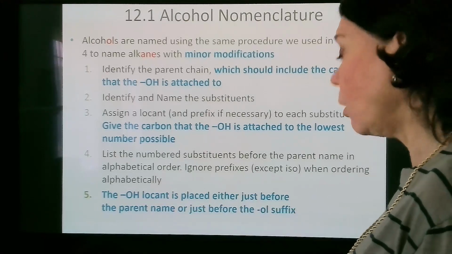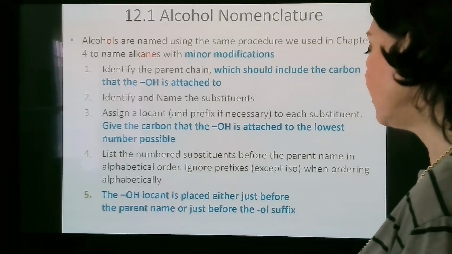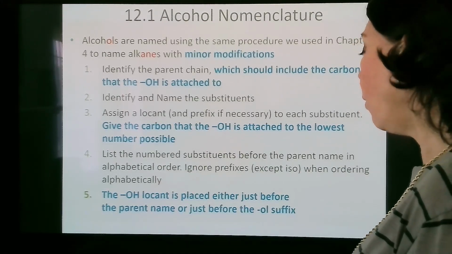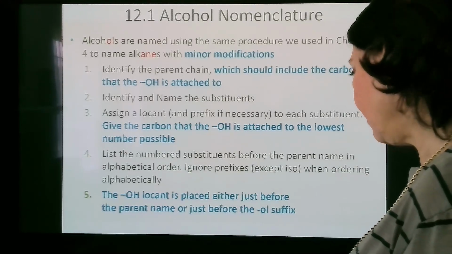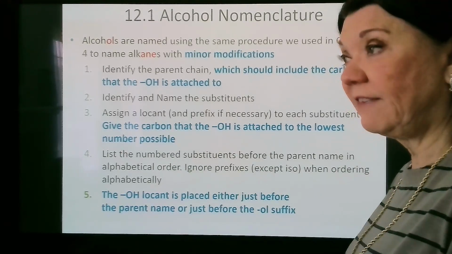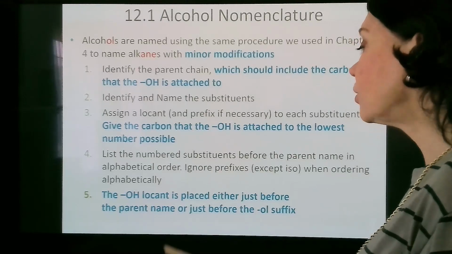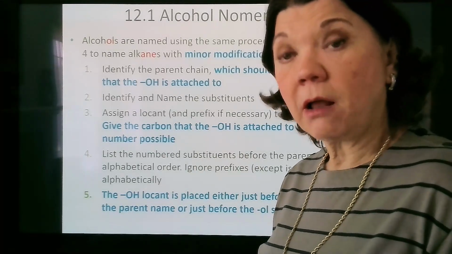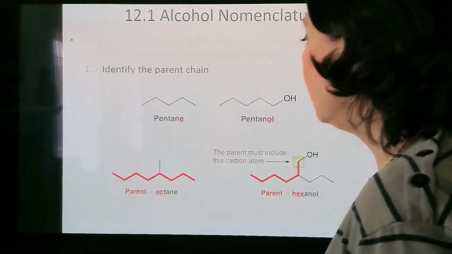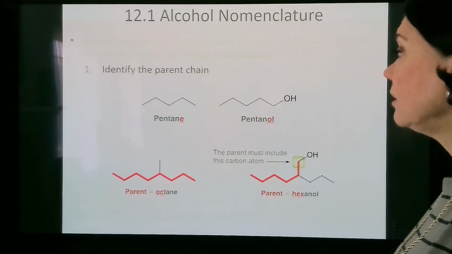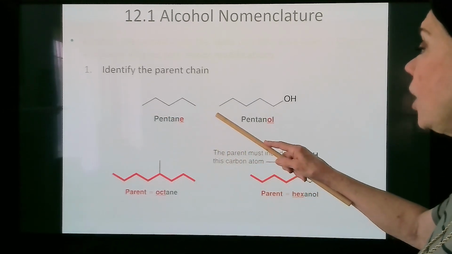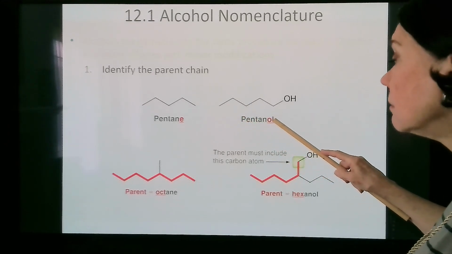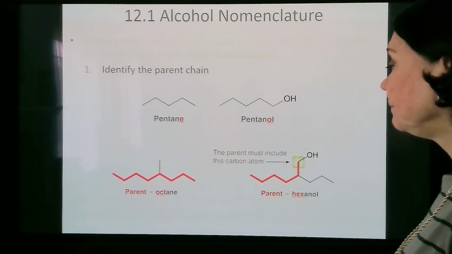The OH locant, the number that tells its location, is placed either just before the parent name or just before the alcohol suffix, the OL suffix. And that's going to depend on how many functional groups are present in the molecule. You'll see an example, not on this slide, but the next one. So here we identify the parent chain. So it's 5 carbons. So this is pentanol. The E is replaced with OL.